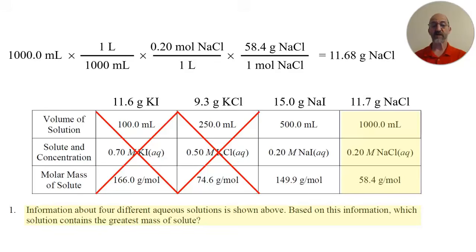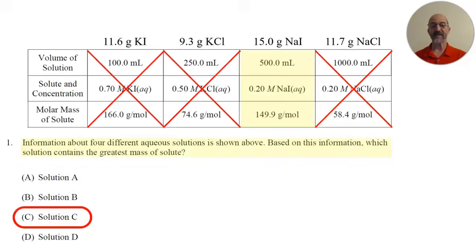So which of these 4 solutions contains the greatest mass of solute? The winner, the largest mass, would be choice C, 15 grams. So hopefully that makes sense, and you should feel comfortable using molarity as a conversion factor, whether you're going from moles to grams, grams to moles, volume to grams, etc. So let's go ahead and take a look at question 2.